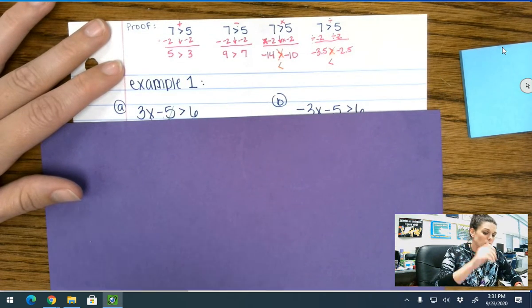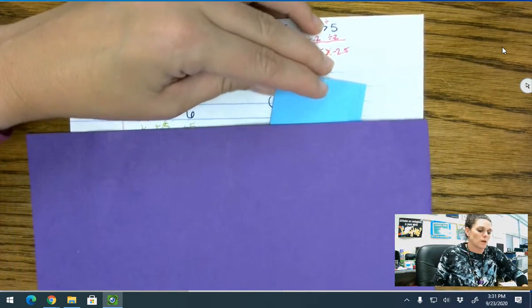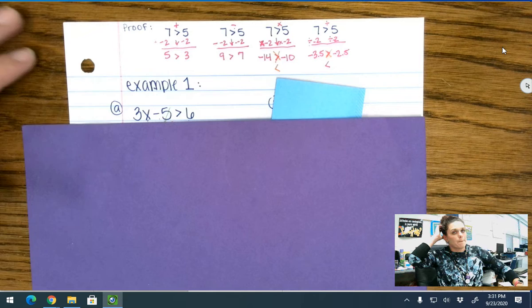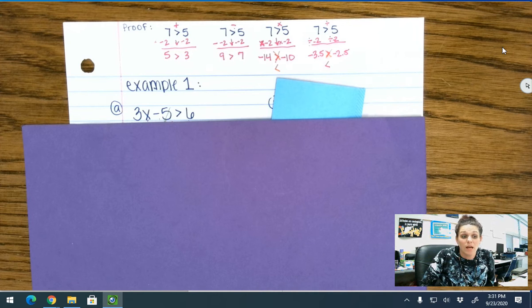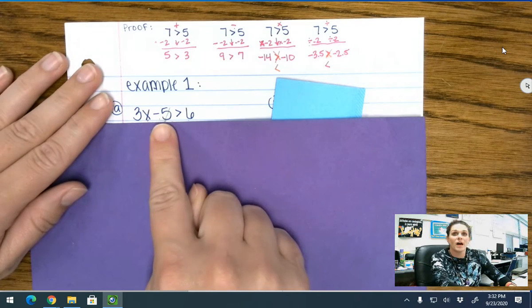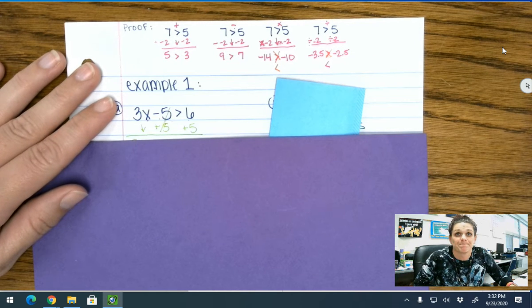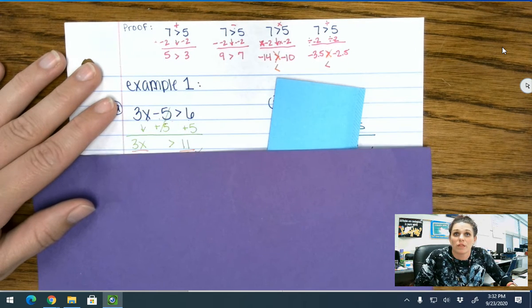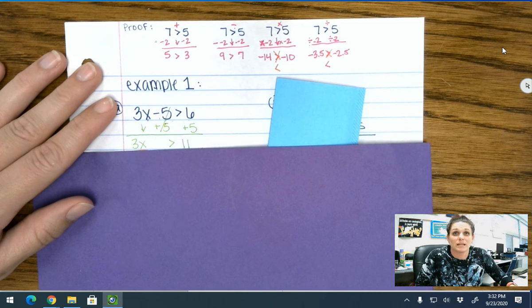All right, so let's take a look at this first example. Cover this other one. All right, so we have 3x minus 5 is greater than 6. So that is a fact. So the question is, what does x have to be in order to make this true? Well, we're going to solve just like we would if this was an equation. So the opposite of -5 is +5. So we're going to add 5 to both sides. Bringing it down, we get 3x is then greater than 11. I just added 5, so the sign stays exactly as it is.